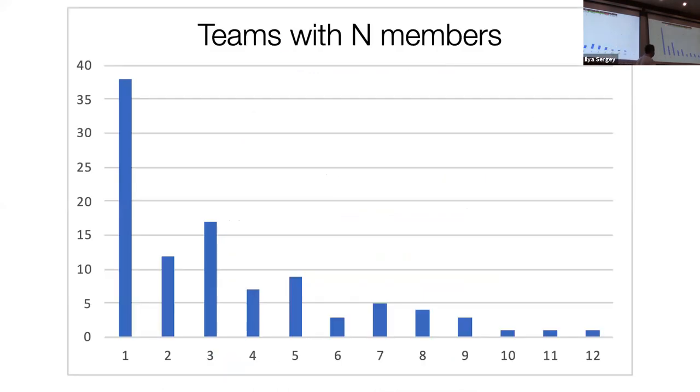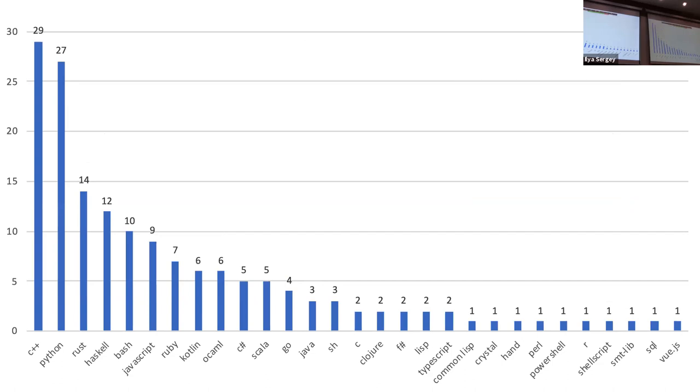The histogram shows the number of people in each team. Quite a few people compete alone, but there were also teams of up to 12 people. That was not prohibited. Languages.